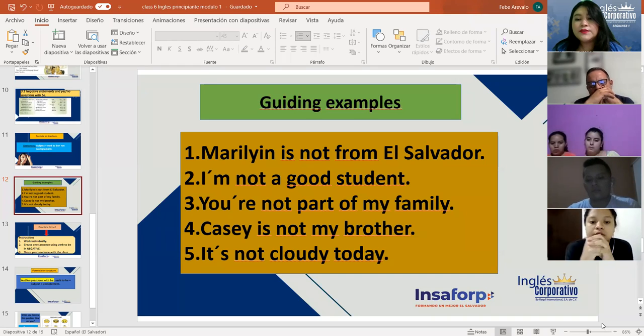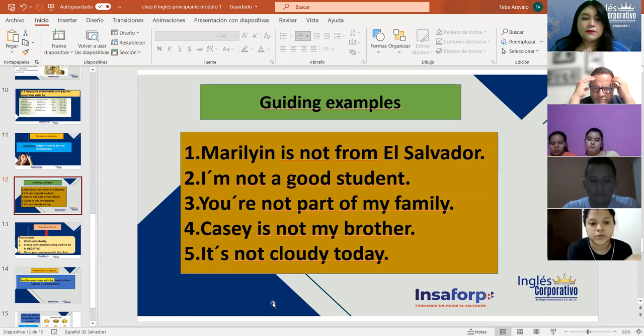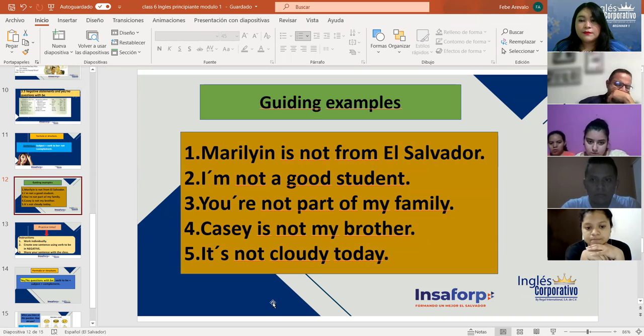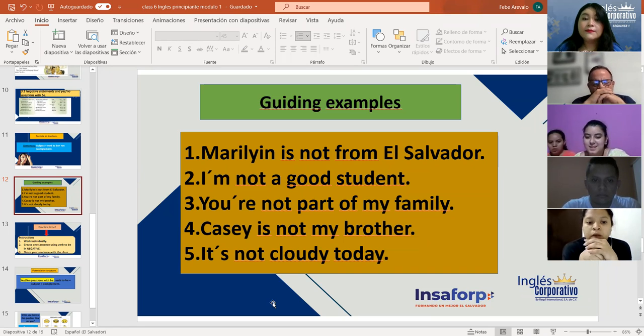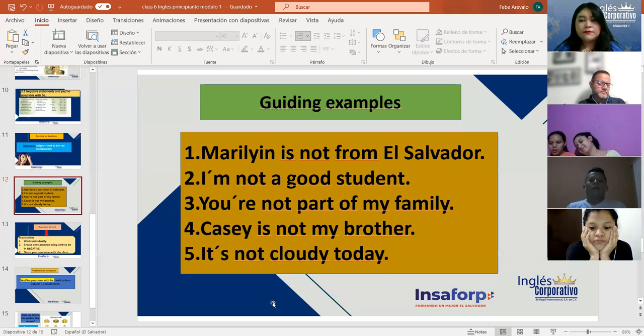Now it's your turn. Azucena, please, number one and two. Number one, Marilyn is not from El Salvador. Number two, I'm not a good student. Thank you. Carla Arevalo, please, 3 and 4. You're not part of my family. Casey is not my brother. Excellent, thank you. And Orlando Echeverria, number 5. It's not cloudy today. That's correct.